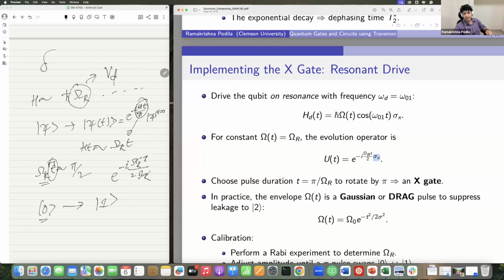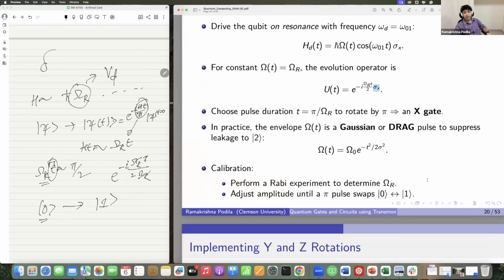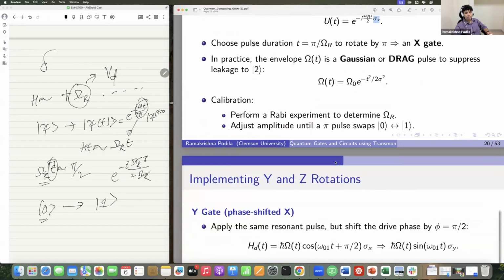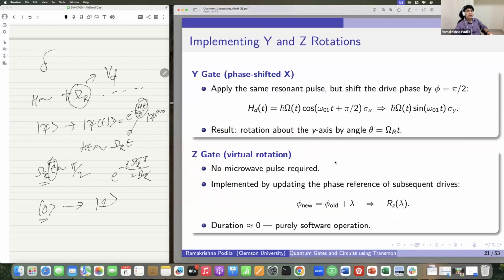The sigma x is a matrix. So if you don't recall it, you can go back and maybe take a look at that. And so when you apply this pi by sigma pulse for pi by sigma duration, then you get the X gate, that is, it rotates from 0 to 1. And in practice, we basically use a Gaussian pulse from the microwave resonator, something that looks like this, to make it go from 0 to 1.